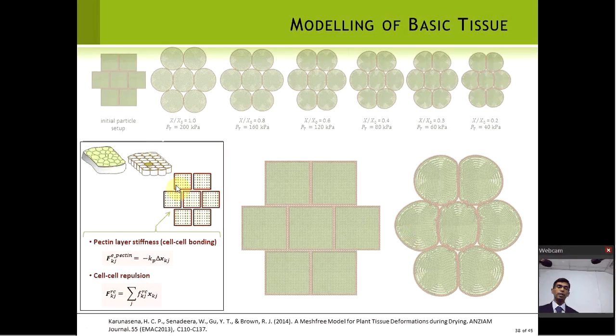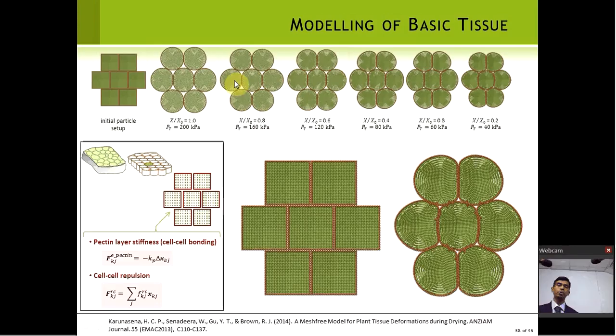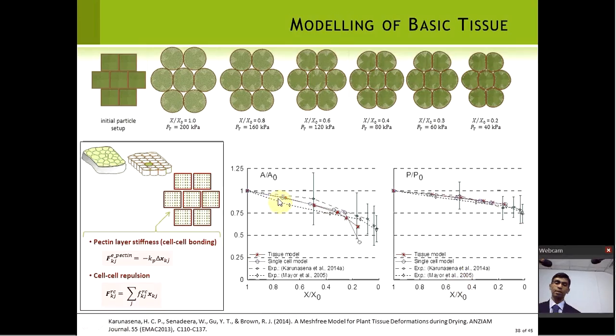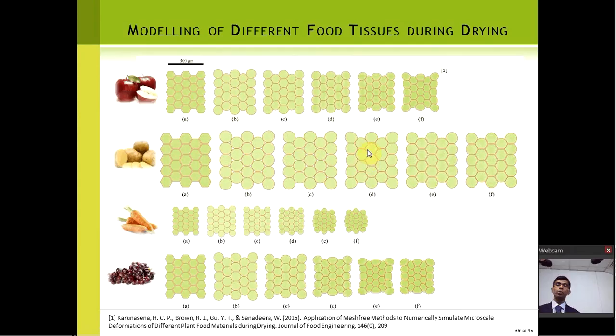When modeling tissue, we incorporate a number of techniques to assemble a number of cells in a tissue, and eventually we could simulate tissues under drying. You can see how they deform, even with a number of cells. And we found even the numerical or quantitative values were well matching with experiments. So the predictions were quite promising. And not only those basics, we even tried to model different food types based on the structure, and the main contribution was that Meshfree methods can do a better job compared to finite element in the current context. This was published in a reputed journal this year.